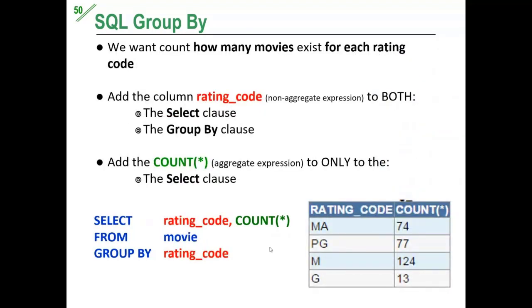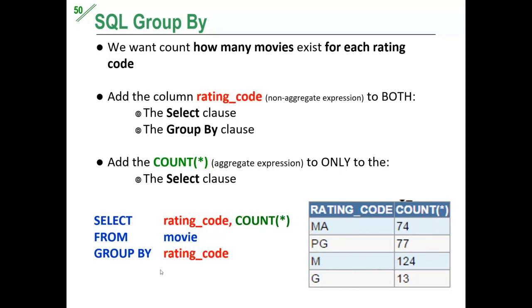In this case, it's the same. Here I am focusing on my movie table, but I want to find out the number of movies for each rating code. Remember we have different rating codes in the movie table. So it is counting the number of movies in each rating code, so group by rating code.